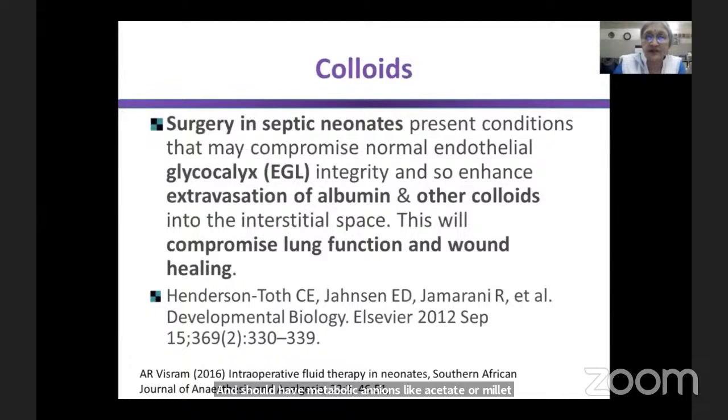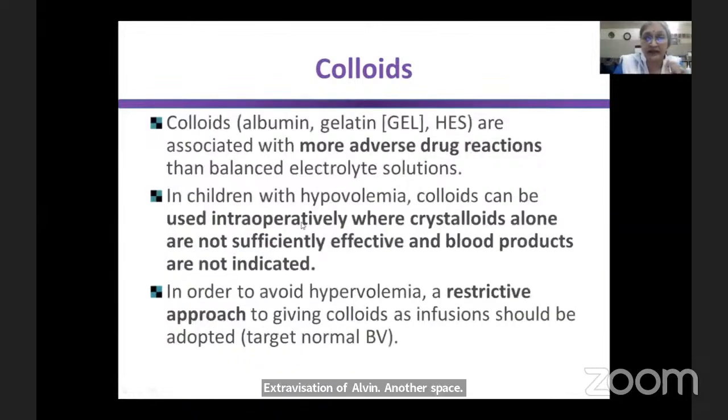Now, what about colloids? Surgery in neonates presents conditions that may compromise normal endothelial glycocalyx integrity and so enhance extravasation of albumin and other colloids into the interstitial space. And this will compromise lung function and wound healing. So colloids like albumin, gelatin, and hydroxyethyl starch are associated with more adverse drug reactions than balanced electrolyte solution.